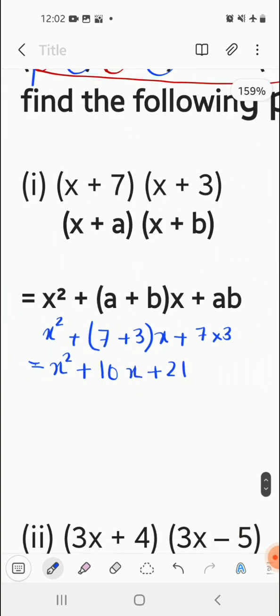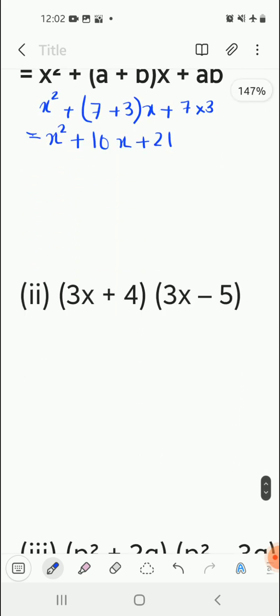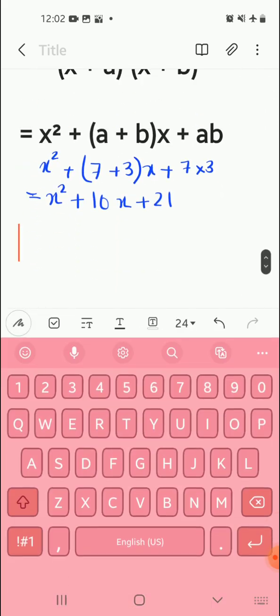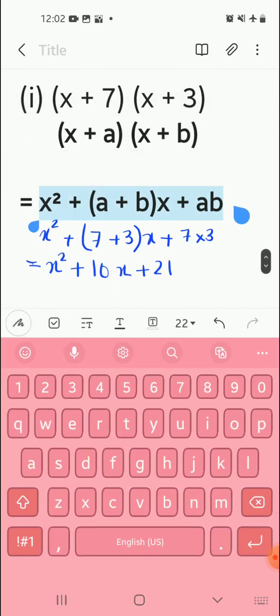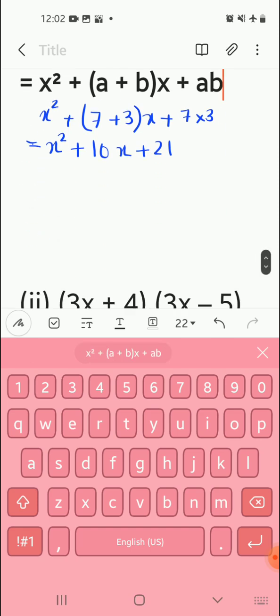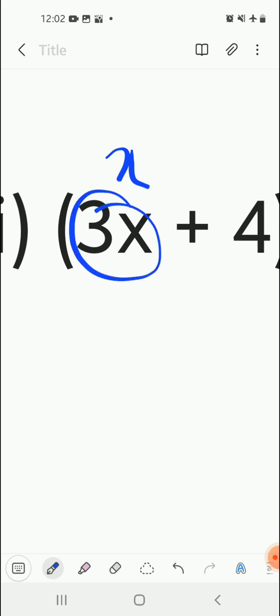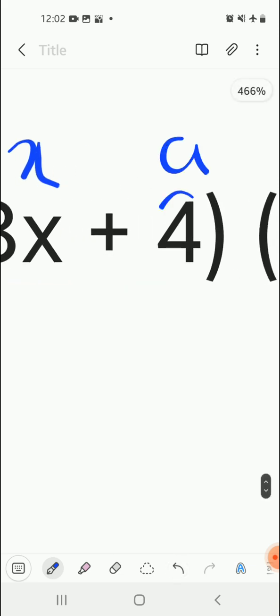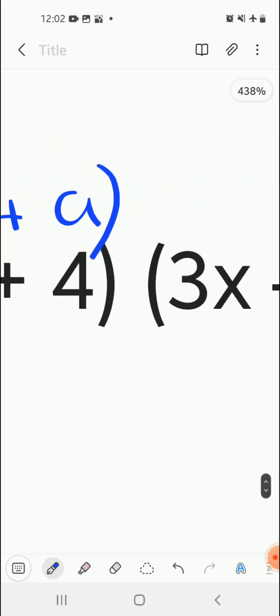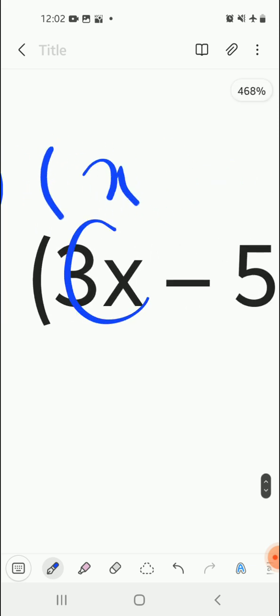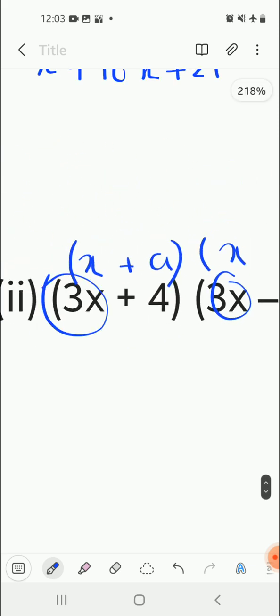Let's solve it. x square plus 7 plus 3 is 10, x plus 7 into 3 is 21. So we've got it. Similarly, we are going to do the next sum also. We'll copy the identity. See, this is our identity. Here in this question, x is termed as actually 3x, and a is termed as 4. So this is our x plus a. And here x plus b, again x is termed as 3x.